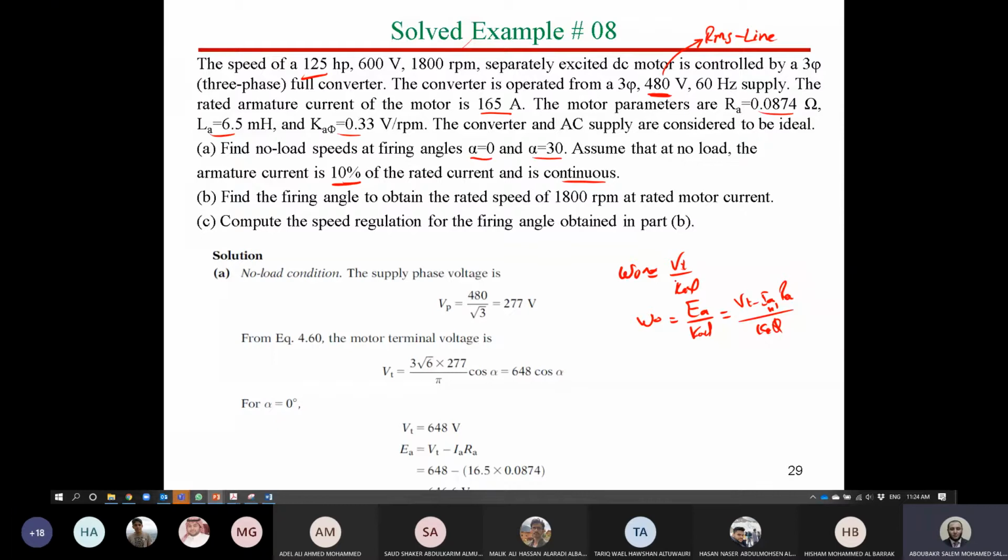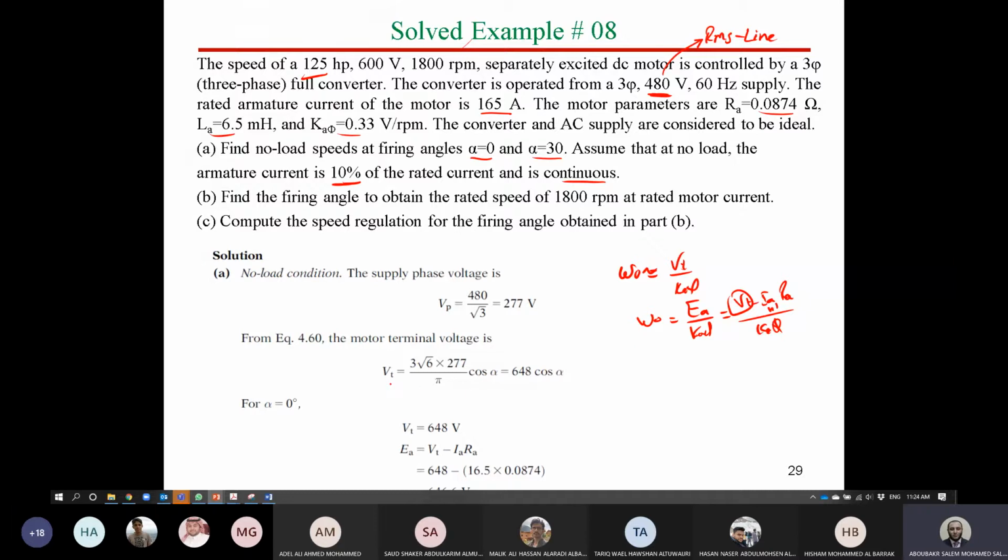So here, we can substitute in the relation. You know the value of no load current, and you know the value of V terminal. According to the firing angle used, you will get it at alpha equals 0 and 30. So you can obtain the value of omega at different voltage values given. This is the way. So for now, let's give the relation of the converter.